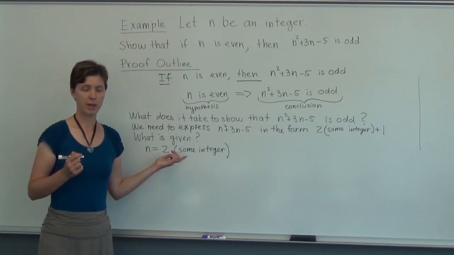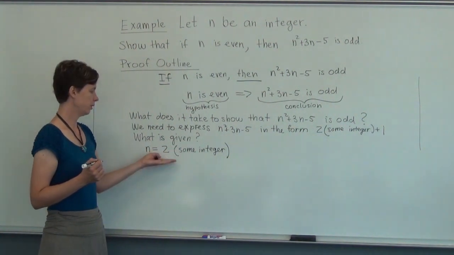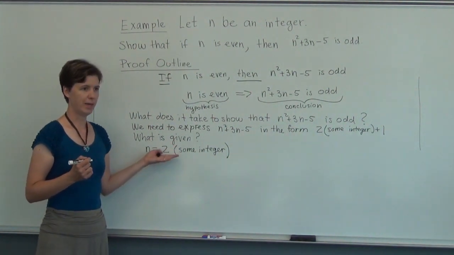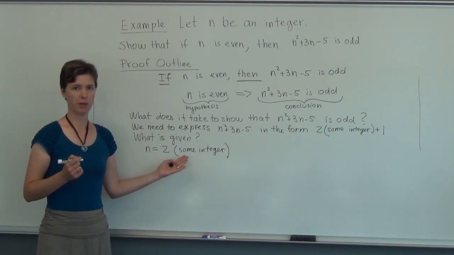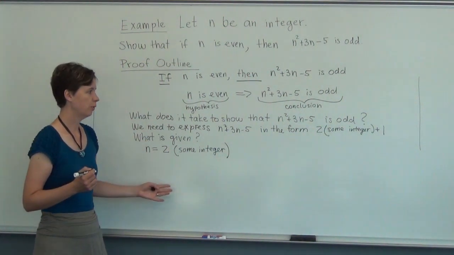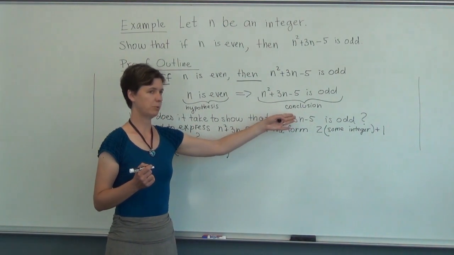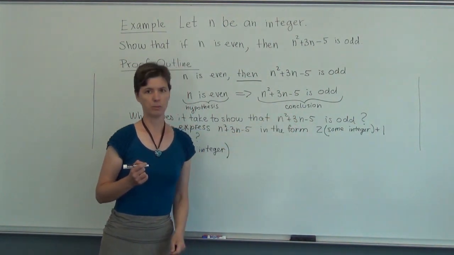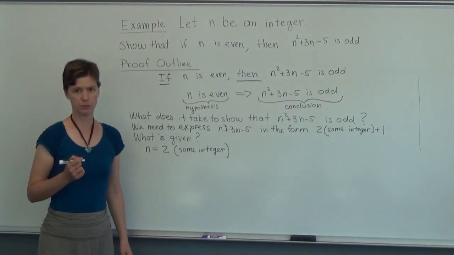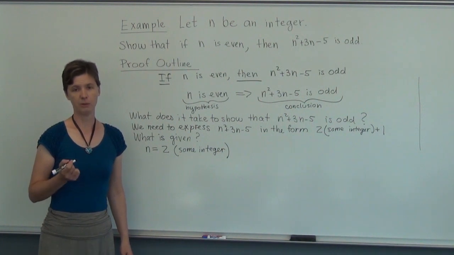So when we write up the actual proof, we will start by saying we know that n is equal to 2k for some k, and now we'll try to express this in this form. That's what our proof is going to look like. Now let's do the proof.